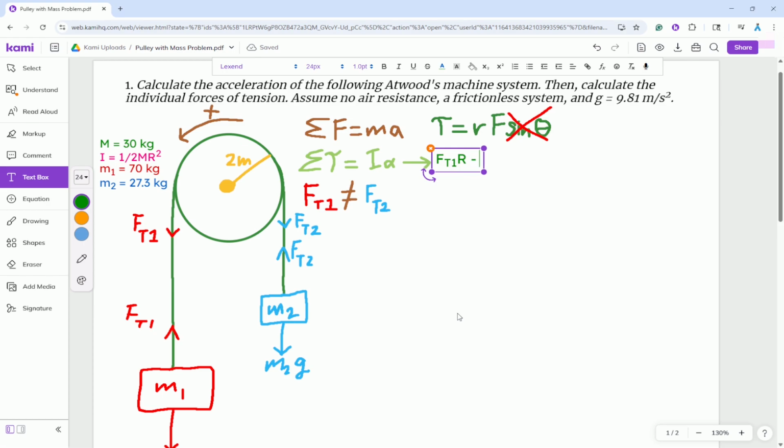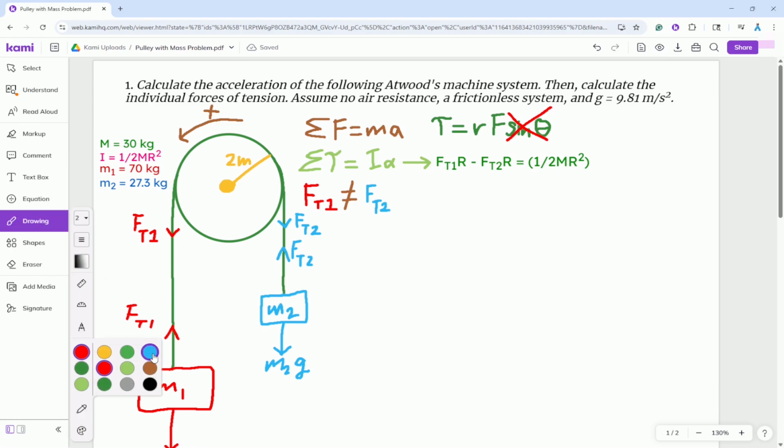FT1 times R minus FT2 times R, right? FT1 times the radius, FT2 times the radius, is equal to I. We're actually given an I. Since this pulley is a solid disk, its moment of inertia is 1/2 mr squared, times, oh no, what about alpha? I can't do anything with just alpha, but we're going to need one more equation.